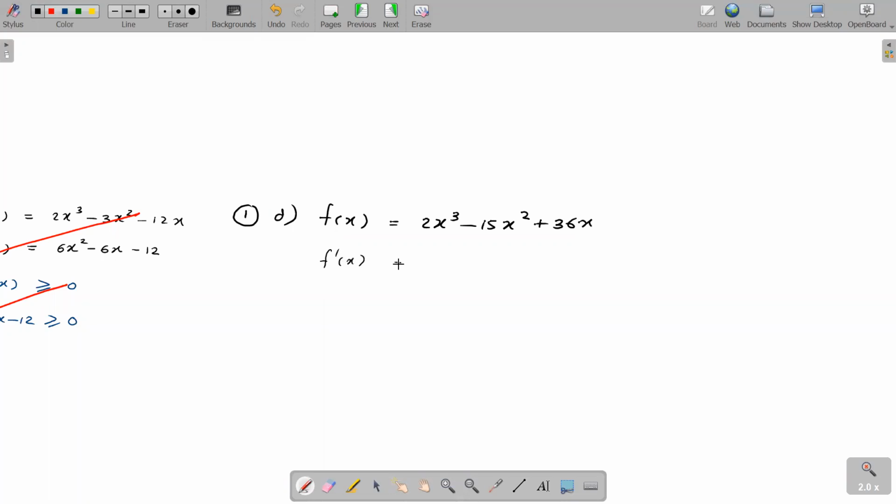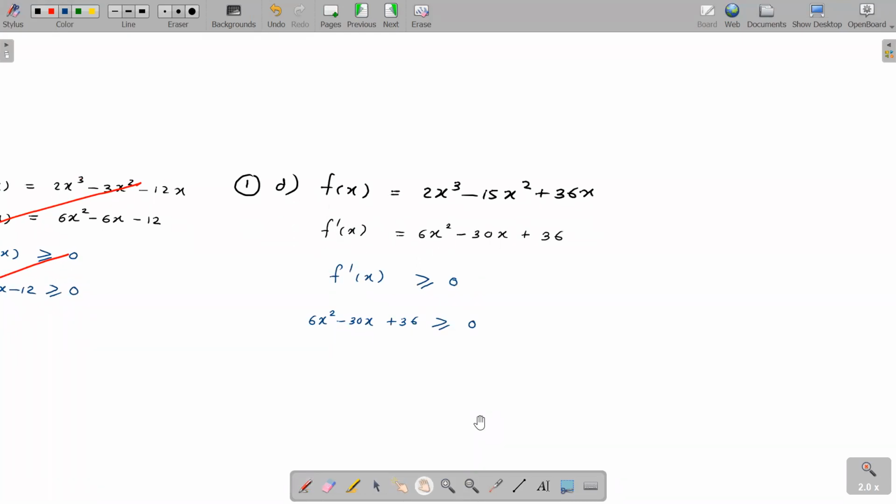So f dash x gives me 6x square, 15 times 2 is 30x, plus 36x differentiation is 36. Is that okay? So your function is increasing when your f dash x is greater than or equal to 0. So f dash x is 6x square minus 30x plus 36 is greater than or equal to 0. Do you agree with me?